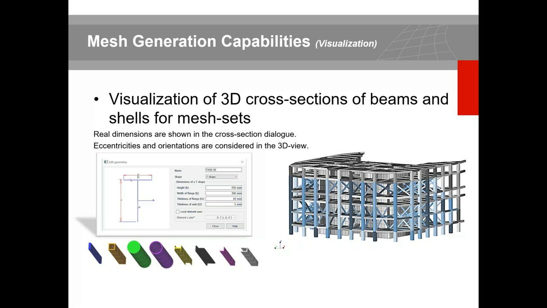After meshing, you can visualize the type of section that you have assigned to the model based on the different profiles that we have in our library. This is done using the real dimensions, and it enables you to check the orientation and eccentricity. It's very good because most of the time when you deal with, for instance, a beam or shell model, you end up with a model consisting of lines and planes. But with this visualization, you can really look and feel in 3D with the realistic 3D representation of the cross section.